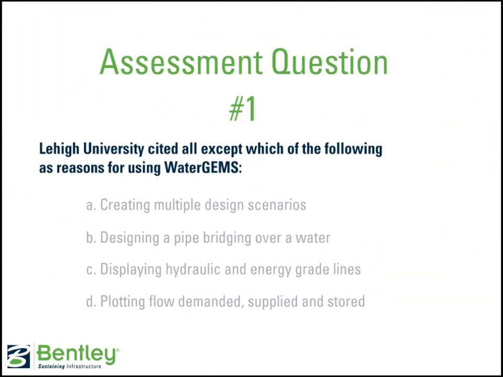To review, we'll go through some assessment questions. First, Lehigh University cited all but which of the following as reasons for using WaterGEMS? Either to create multiple design scenarios, design a pipe bridging over a water crossing, displaying hydraulic and energy grade lines, or plotting flow demanded, supplied, and stored. So if you remember, they did not cite that designing a pipe bridging over a water crossing was an advantage, because this is actually an example of a non-hydraulic design parameter that WaterGEMS would not deal with.